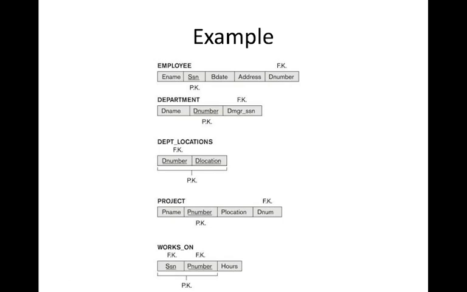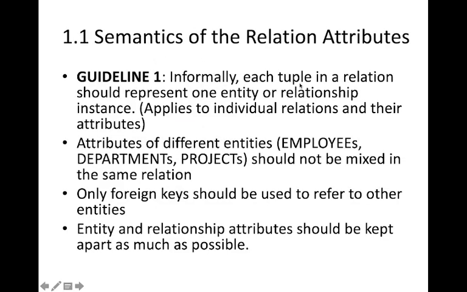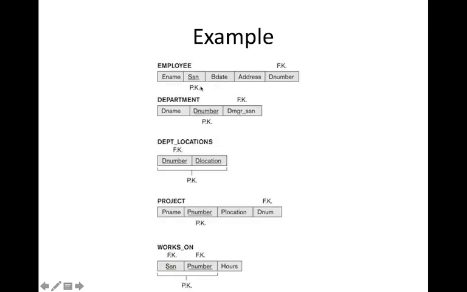So this is following guideline 1, because each entity or each relation. So this is a guideline. Informally, each tuple in a relation should represent one entity. So if we take any row in any of these relations, it will represent only a single thing. It won't store multiple data, multiple things or multiple relations in a single row.